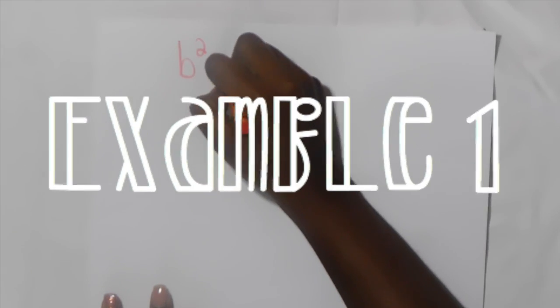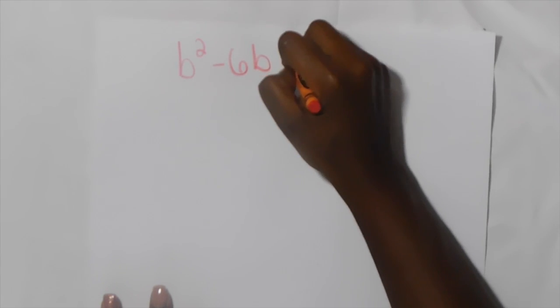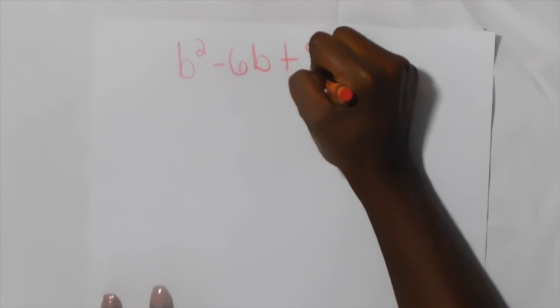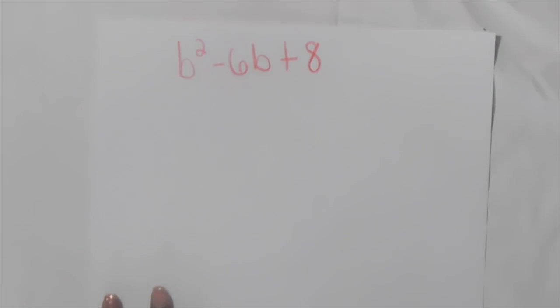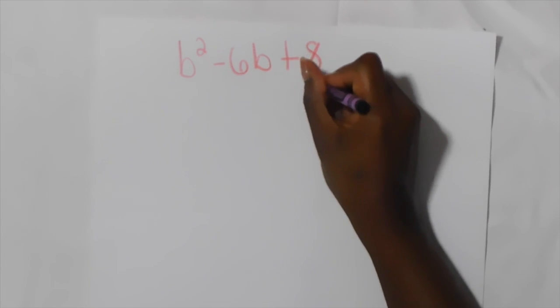In this video, we're going to do 3 examples step by step. Example number 1, b squared minus 6b plus 8. So the first thing that we're going to look at is the 8. We're going to find all the factors of 8, everything multiplied to make 8: 1 times 8 and 2 times 4.